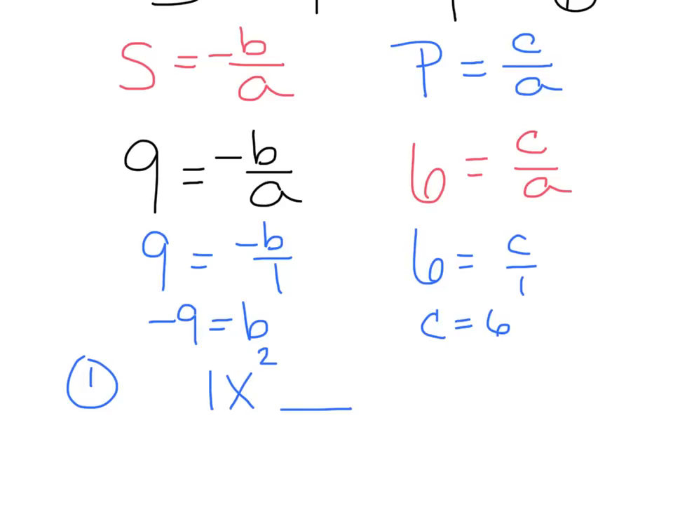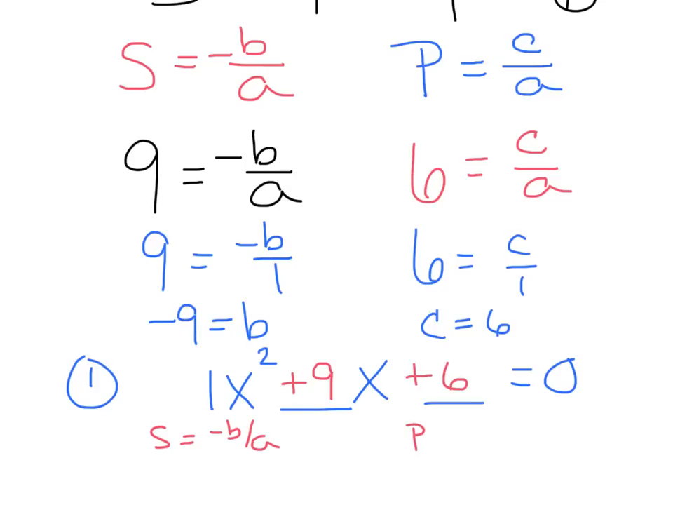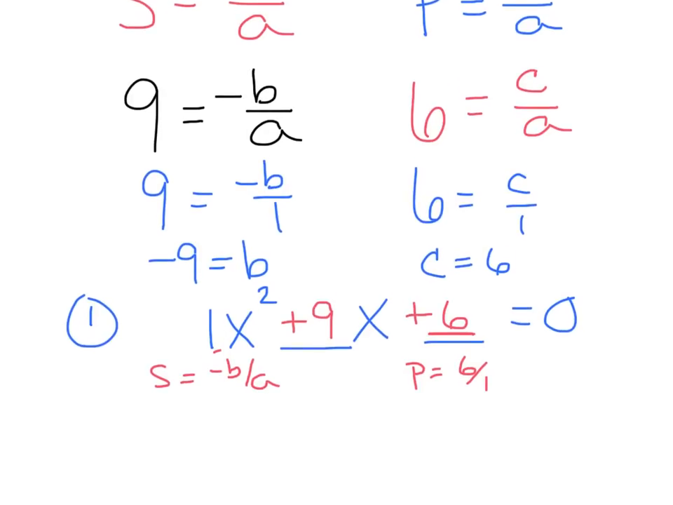Now think about what you'd want to have with your x, and what you'd want here, so that the sum is negative 9, and the product is 6. Would you want a positive or negative 9 here? Well, I'm thinking I'd want a positive 9 because, again, the sum is negative b over a. And here I would want a positive 6 because the product is going to be 6 over 1, or c over a.